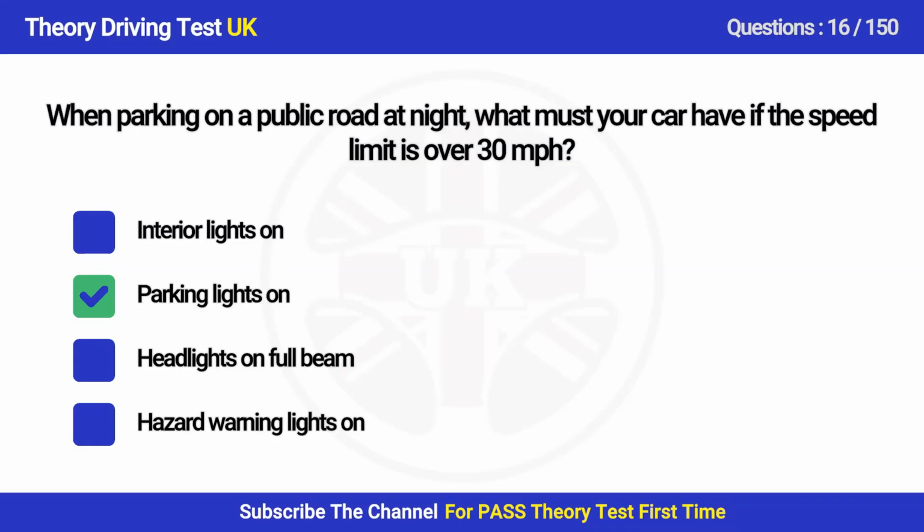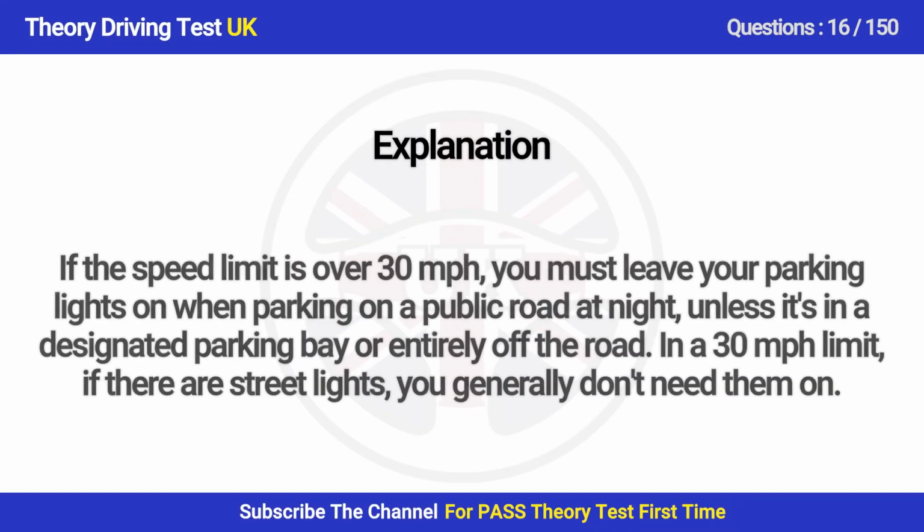Answer is B. Parking lights on. If the speed limit is over 30, you must leave your parking lights on when parking on a public road at night, unless it's in a parking bay or entirely off the road. In a 30 limit, if there are street lights, you generally don't need them on.